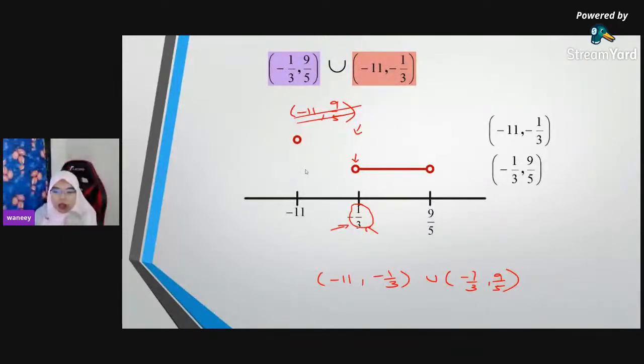So macam ni lah, kita tulis dua bracket yang berbeza. Negative 11, negative 1/3 union, negative 1/3 until 9/5. So dua-dua kita buat open bracket. So maksudnya kita tak terima lah jawapan negatif 1/3 tu. Okay, next.